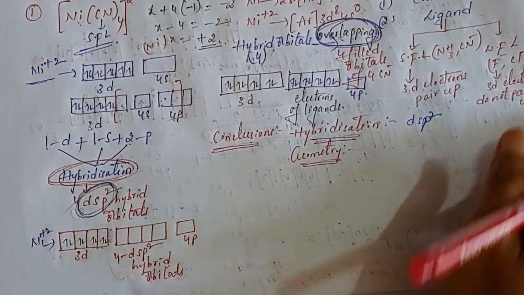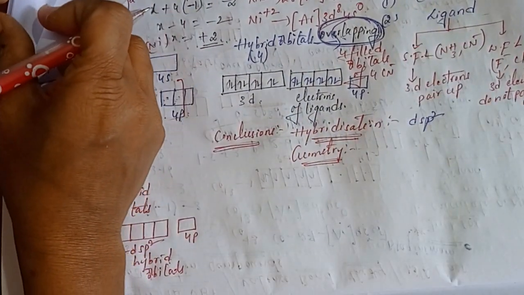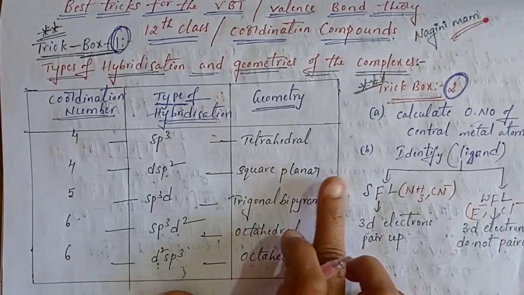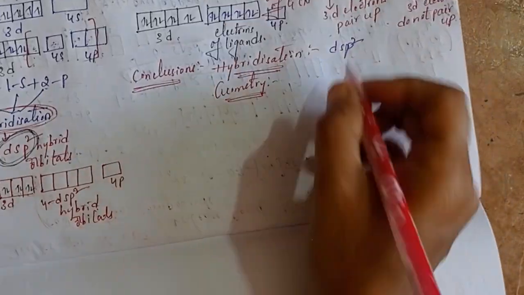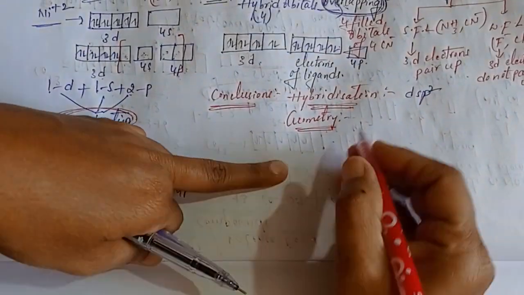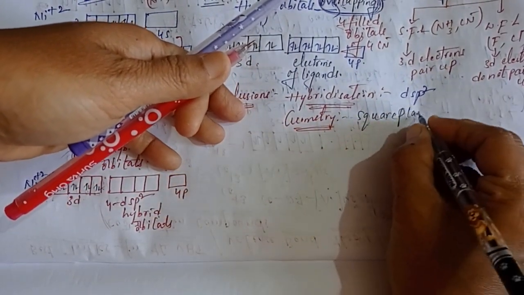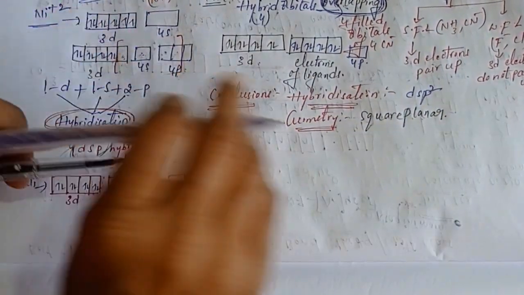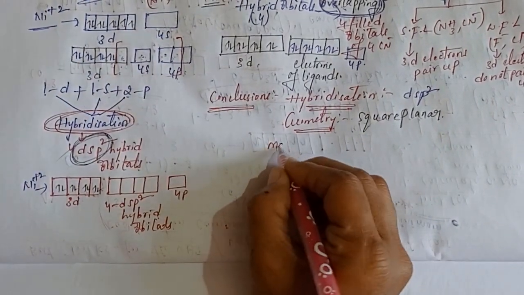What is the geometry, students? dsp2 hybridization means what is the geometry? See here. dsp2 geometry is square planar. Square planar, students. In the last video I discussed this one, once go through that. dsp2, what is the shape, students? dsp2 square planar. Next, after geometry, what we have to write is magnetic property. So what is the magnetic behavior, students?